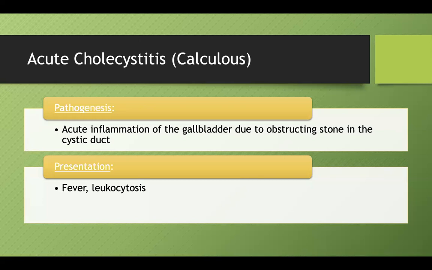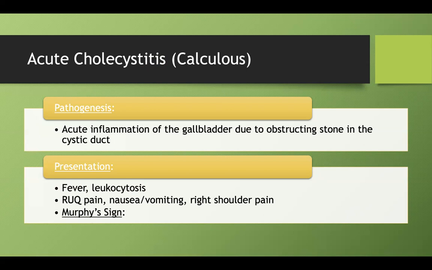This will present with a fever and leukocytosis, which shouldn't be a surprise to you because whenever you see that itis, I want you to think about that elevated white count and fever in most cases. You'll again have right upper quadrant pain. You have right shoulder pain for that same reason we talked about before with biliary colic, and you can have some nausea and vomiting as well.